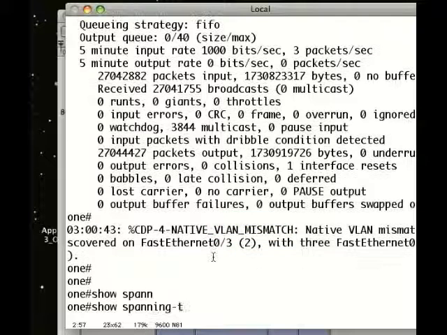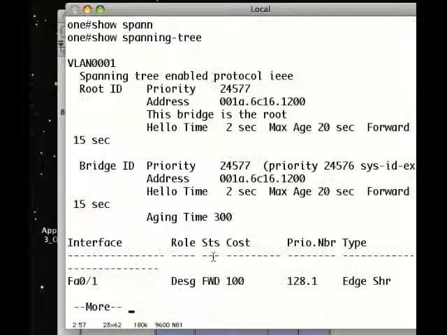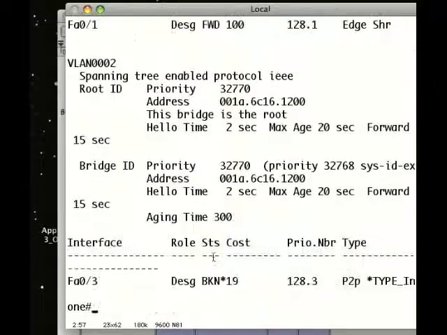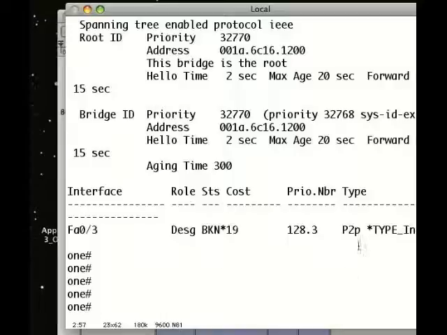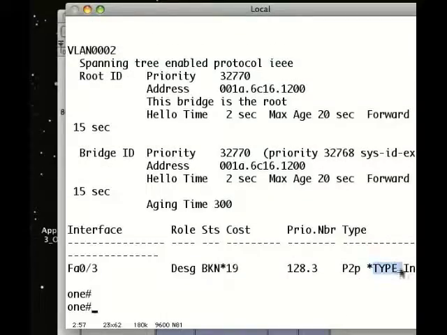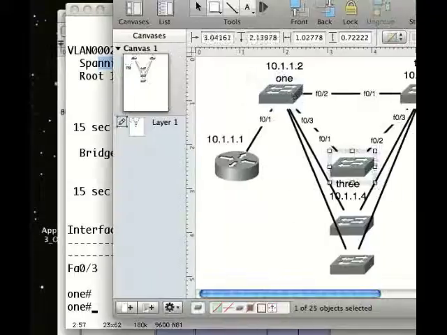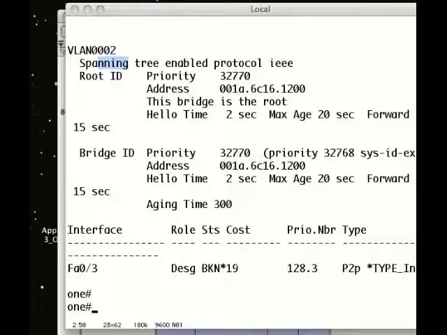Show spanning tree. Show spanning tree VLAN 1, I'm the root. Show spanning tree VLAN 2. Fast Ethernet 0/3 is in type inconsistent mode. So I think what it's doing is it's saying it's to prevent a loop in these types of situations where you have VLAN 1 in one spot and VLAN 2 in another spot, which can be sort of dangerous. So it's detected that it is inconsistent.